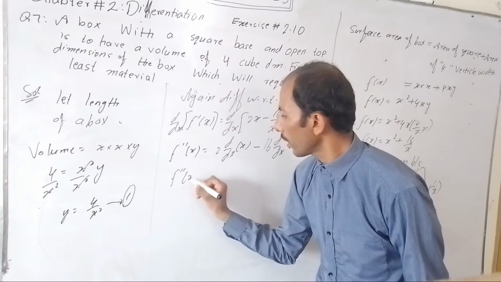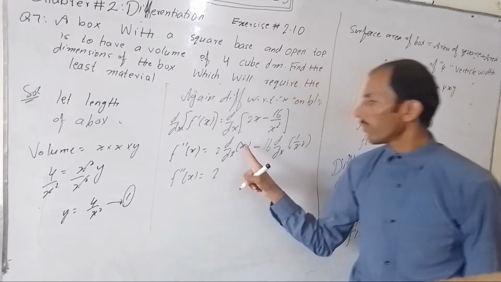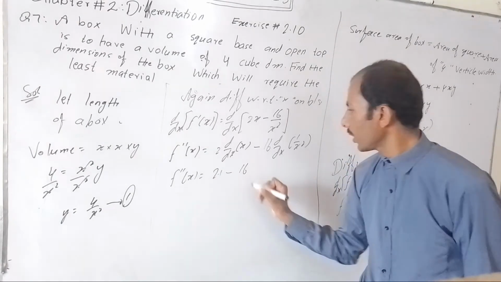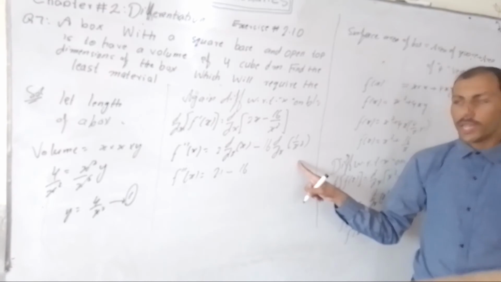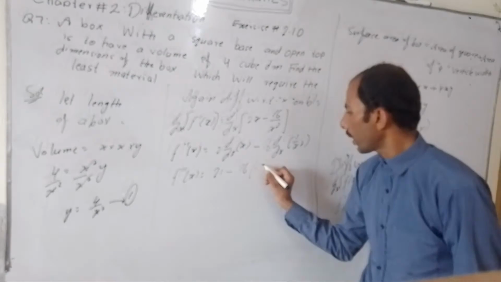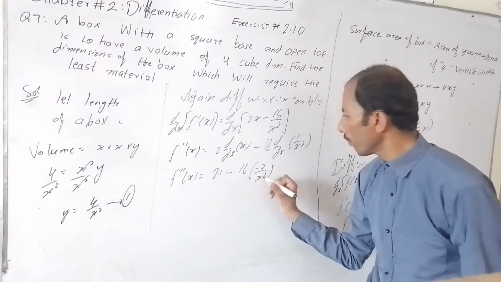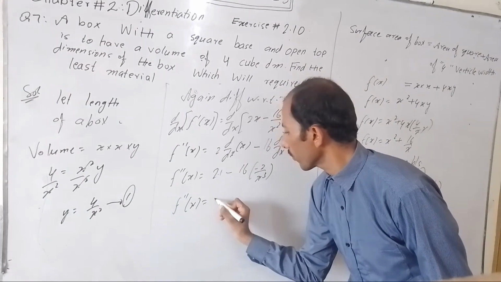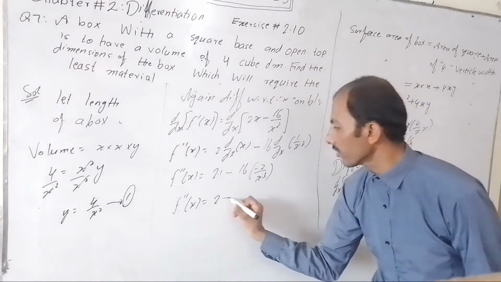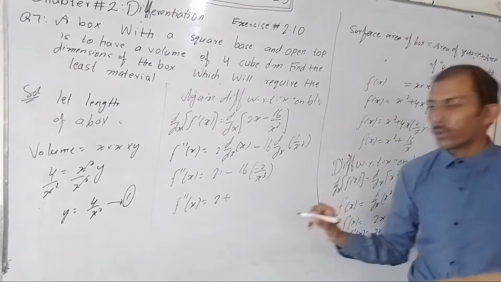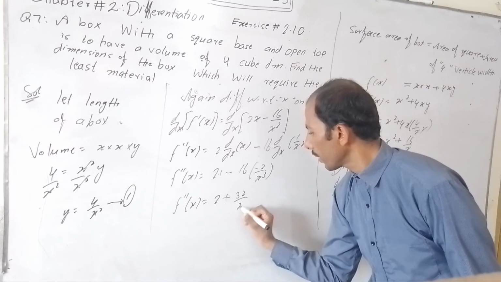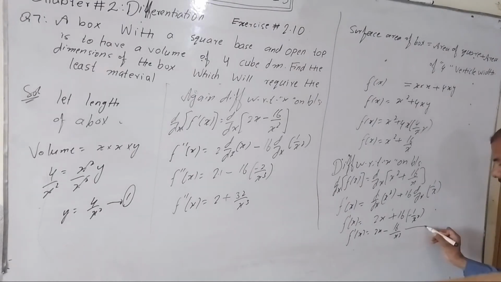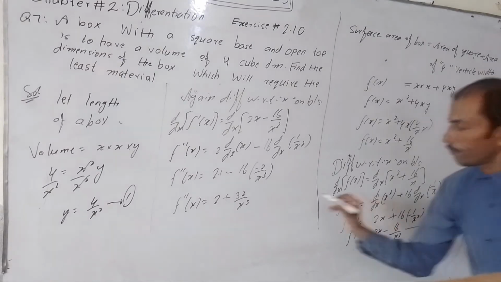f double prime of x is equal to 2 times derivative of x with respect to x, which is 1, minus 16 times derivative of 1 divided by x square, which is minus 2 divided by x cube. So f double prime of x is equal to 2 plus 32 divided by x cube. Equation number 2 and equation number 3.